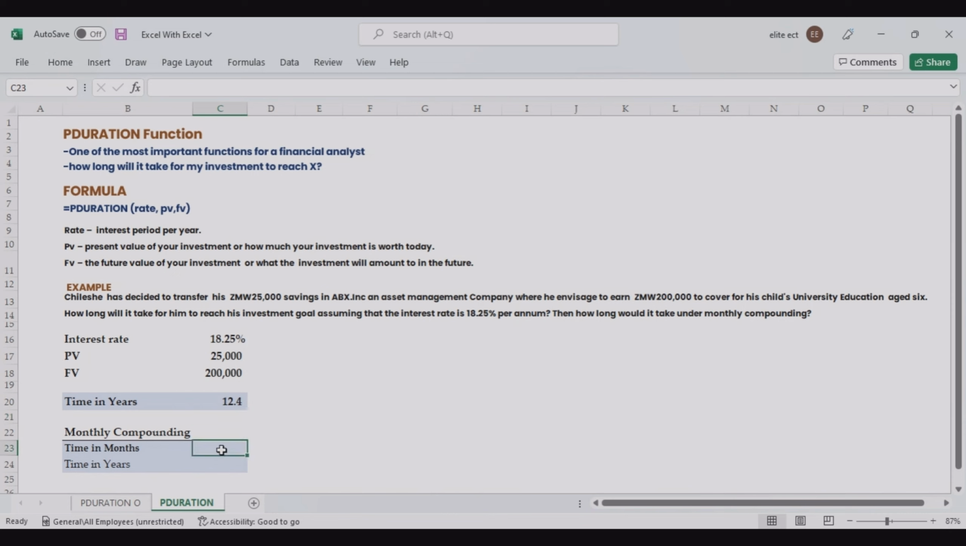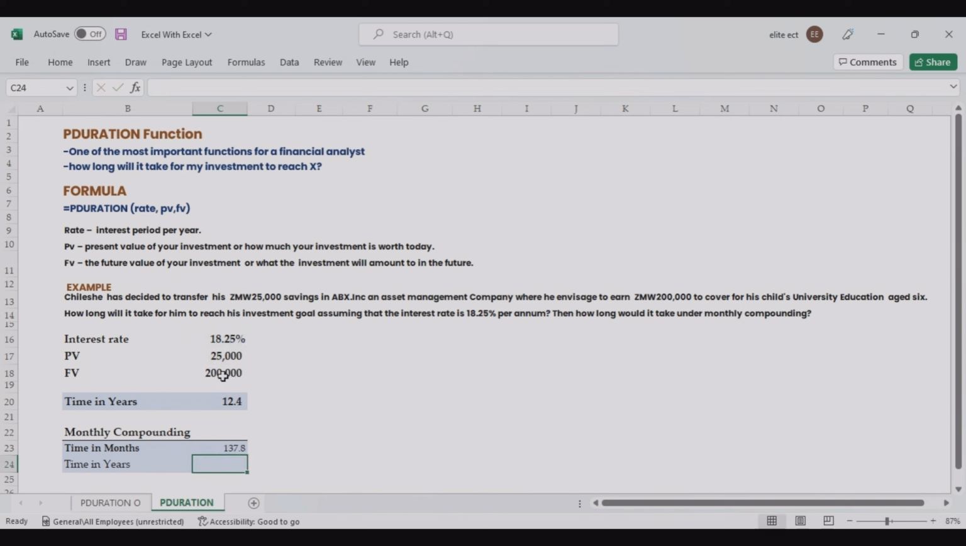Then what happens if the compounding happens monthly? We use equals and type PDURATION. Then we use this interest rate, but because it's monthly, we divide by 12. What we are saying is that in the first month we invest, after the first month our money earns interest, so that interest should be the monthly interest rate. This is the annual interest, so for the monthly interest we divide by 12. The investment is the same, and our investment target, the future value, is the same.